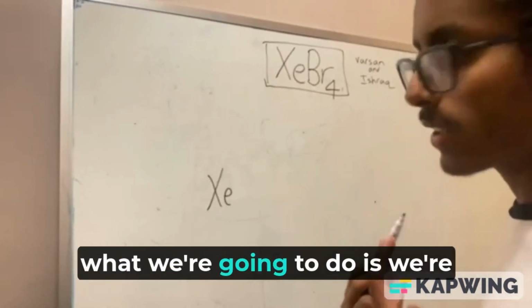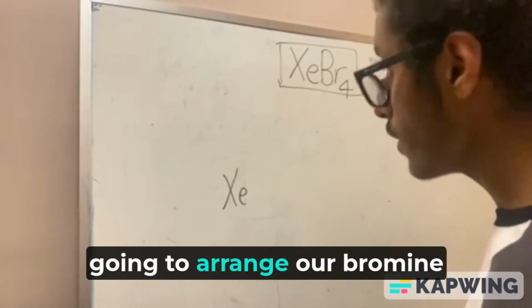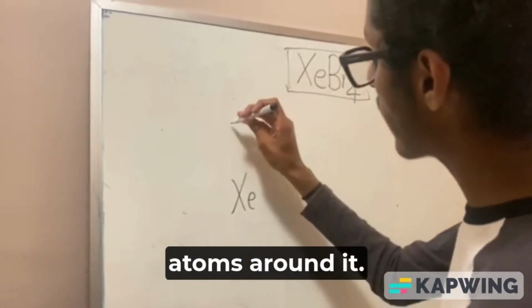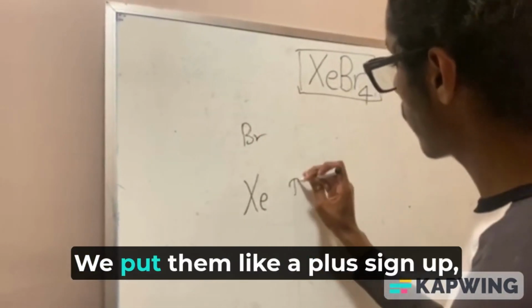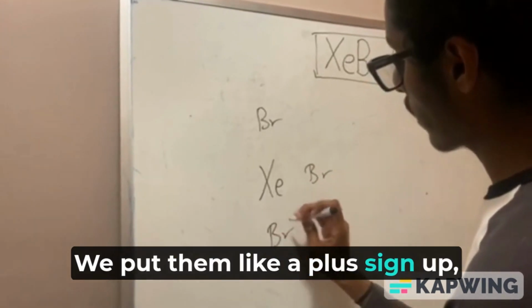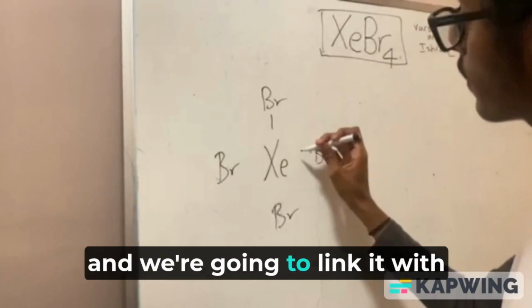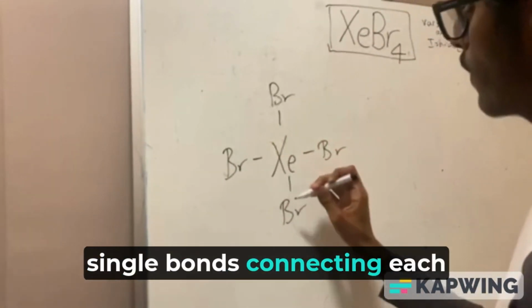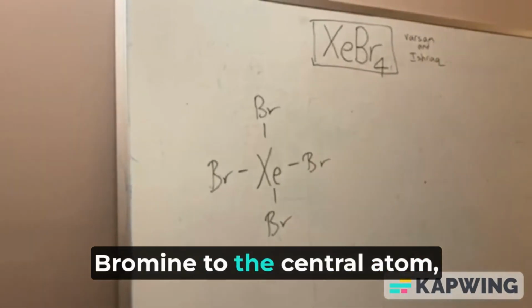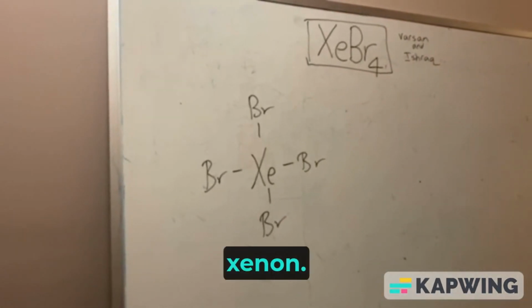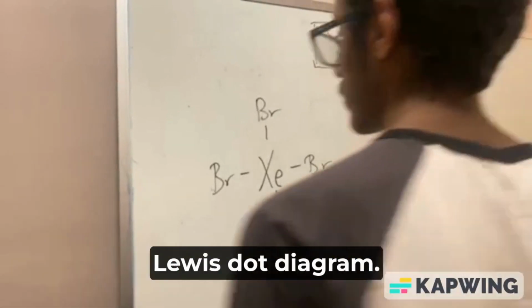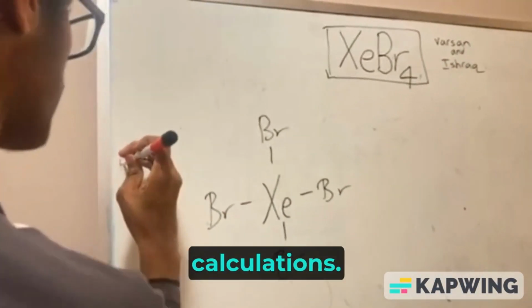As a result, we're going to arrange our bromine atoms around it. So we have 4 bromine atoms, we're going to put them like a plus sign, up, down, left, right, and we're going to link it with single bonds connecting each bromine to the central atom xenon. However, this is not our Lewis dot diagram. We need to do some more calculations.